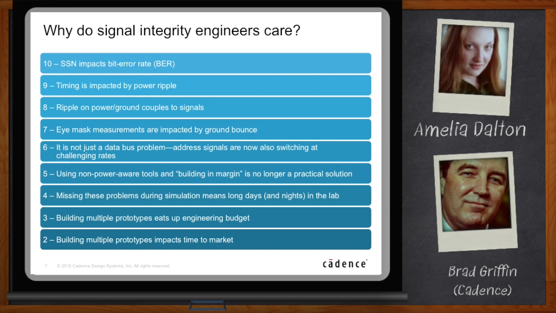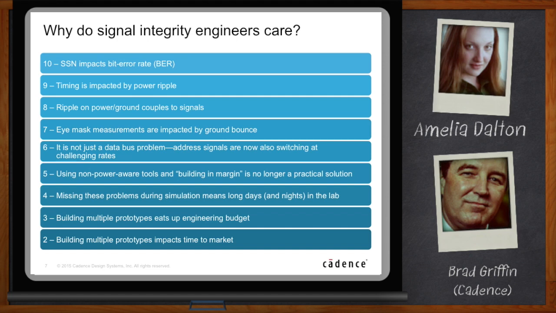Is the simultaneous switching noise that we talked about, that impacts bit error rate. Right. Bit error rate's an issue that we'll talk about in a little bit, but it's certainly something signal integrity engineers today care about. Memory interfaces is all about the timing. You got to have your strobe and your data. They have to all be lined up properly. If there's any power ripple, that's impacting it. So therefore, you don't get accurate simulations unless you're doing power aware. Ripple on power and ground affects the signals. If you're not modeling them together, power aware and extraction, then you're not getting accurate results.